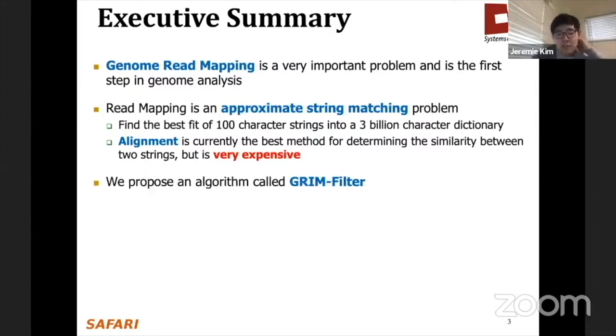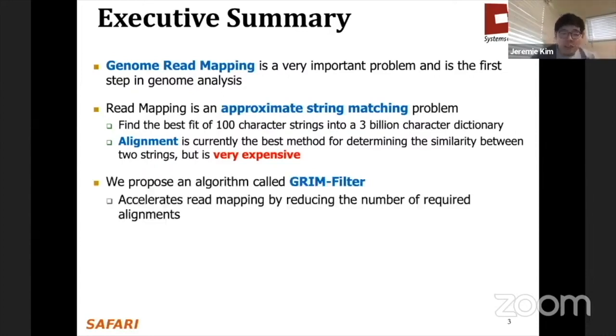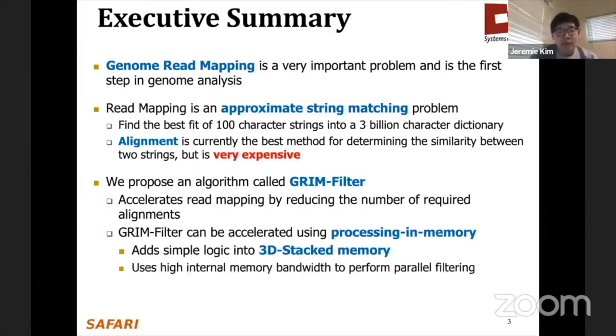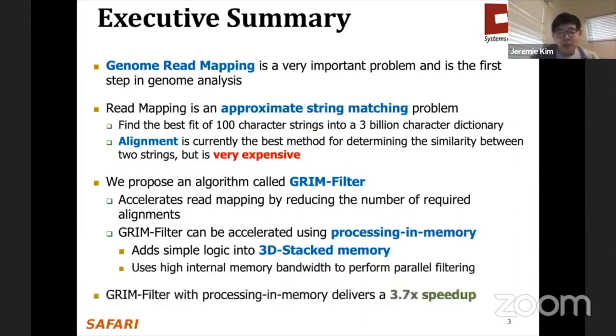And so we propose an algorithm called GRIM-Filter, which accelerates the read mapping process by reducing the number of required alignments. We design GRIM-Filter such that it's able to be easily accelerated using processing in memory, which is a technology that basically adds simple logic into a 3D stack memory. It has high internal memory bandwidth and enables performing parallel filtering. So with processing in memory, GRIM-Filter is able to deliver up to a 3.7x speed up.